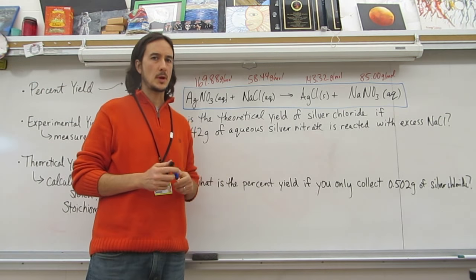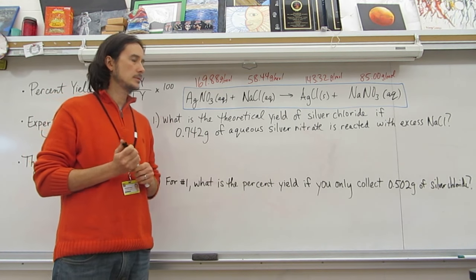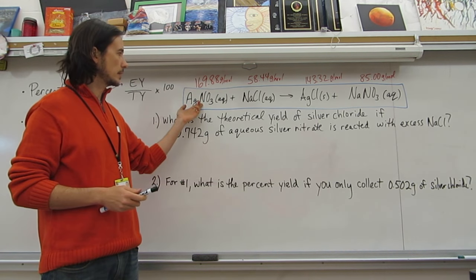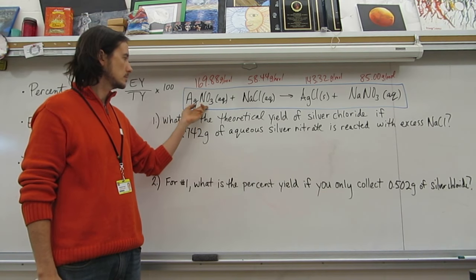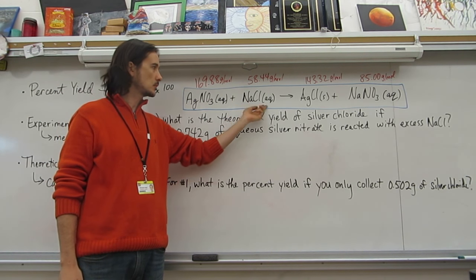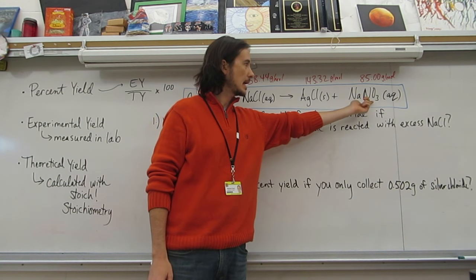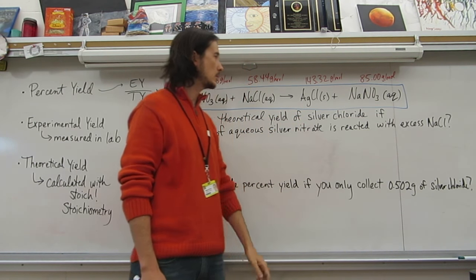So here's a problem related to percent yield. I have an equation: silver nitrate, it's aqueous, reacts with sodium chloride, that's also aqueous. We get a solid, silver chloride, and sodium nitrate, which is aqueous.